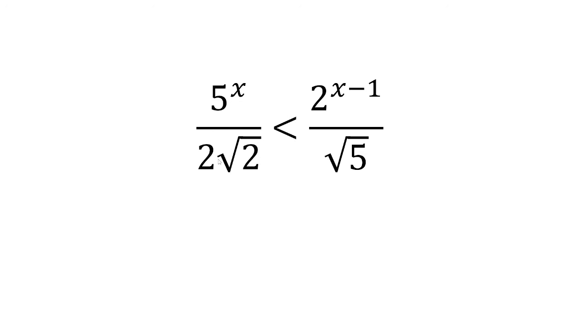We're given 5 to the x over 2 square root 2 is less than 2 to the x minus 1 over square root of 5. We want to solve for x.